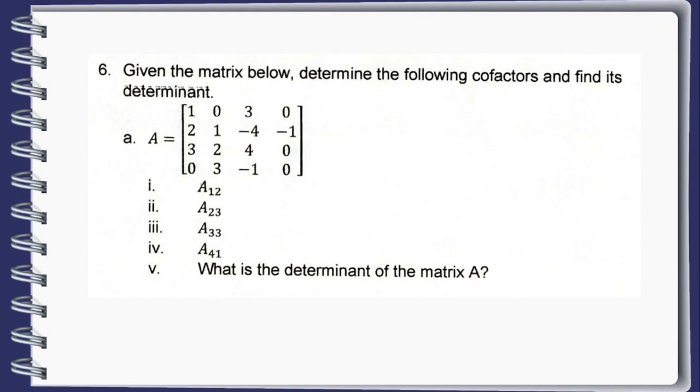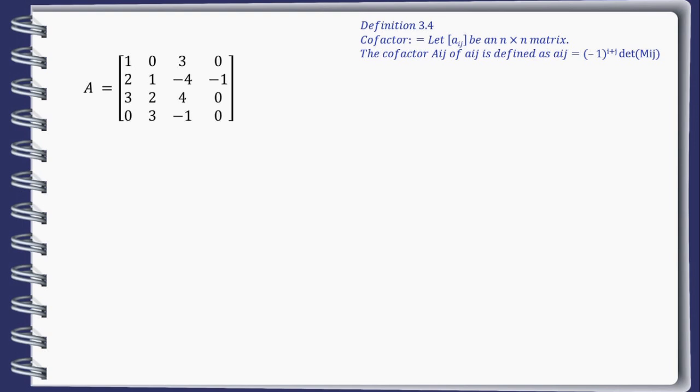So let's have another item. So we have item number 6. Given the matrix below, determine the following cofactors and find its determinant. Here we select number 4 in Roman numerals, which is A41. Before going to the process of our solution, let's have the definition of a cofactor.